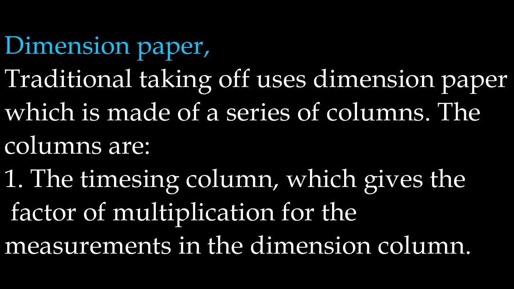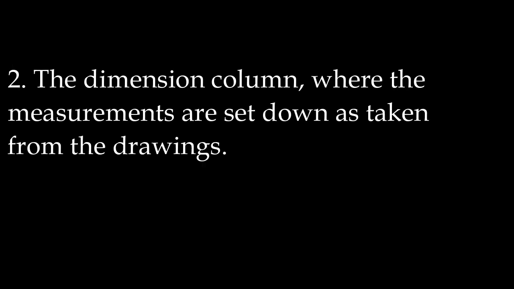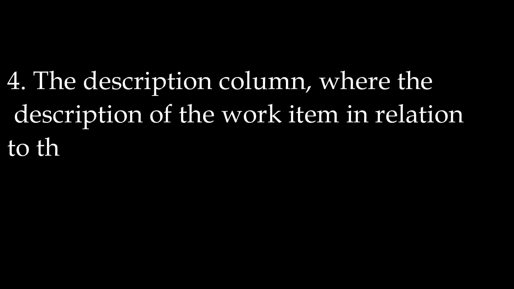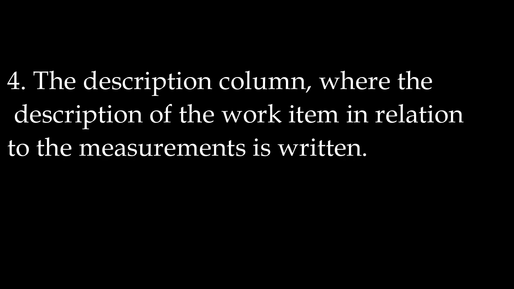The columns are: 1. The timesing column, which gives the factor of multiplication for the measurements in the dimension column. 2. The dimension column, where the measurements are set down as taken from the drawings. 3. The squaring column, where the calculated volumes, areas, and so on, are set out. 4. The description column, where the description of the work item in relation to the measurements is written.